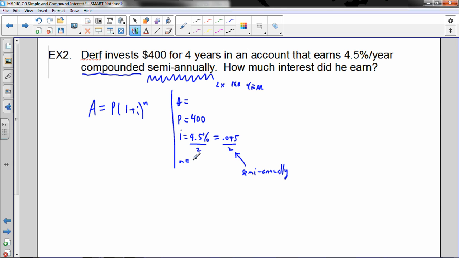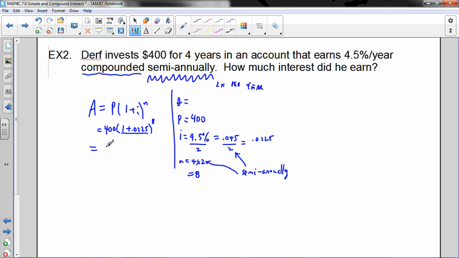Okay. The number of interest periods, well, it was 4 years, but there's 2 interest periods a year, right? So again, that's where the semi-annually comes into play here. That's 0.0225. This is 8 interest periods, and then I can figure out how much Durf's going to have at the end of his investment. 1 plus 0.0225 to the exponent 8.